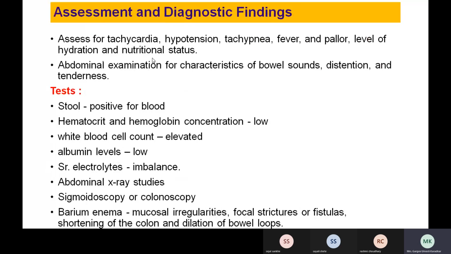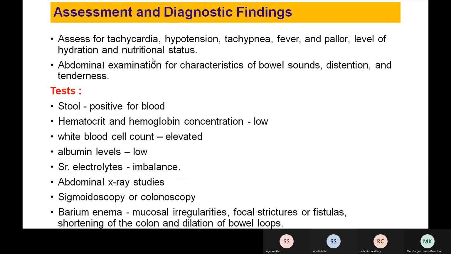What about the diagnosis? First, we have to assess the patient for whatever symptoms we have seen. Your major symptoms may be tachycardia, hypotension, tachypnea, fever, pallor, and level of hydration if the patient is having diarrhea. Then assessment of the nutritional status. Apart from that, abdominal examination is mandatory, so characteristics of the bowel sound, distension and tenderness. And what all tests need to be done?